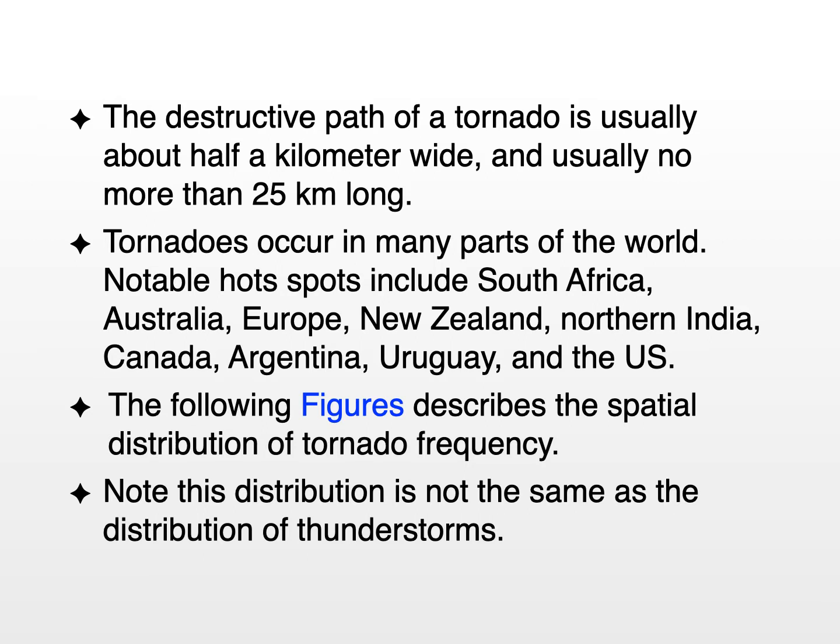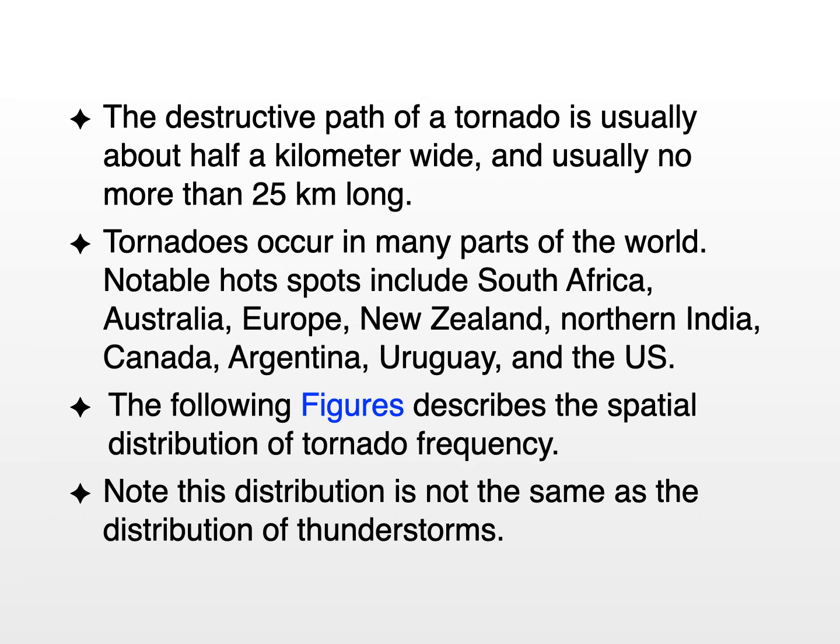So how long is the typical destructive path of a tornado? Usually no longer than 25 kilometers. And the destructive path is about 500 meters wide on average.